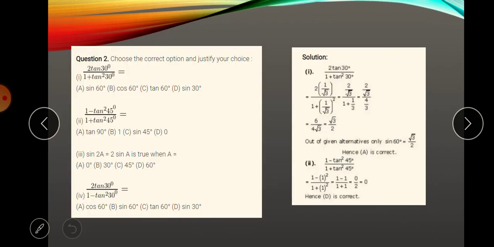If you go to question number 2, it is given as MCQs. So choose the correct answers. Questions like these MCQs are very important. 2 tan 30. What is tan 30? It is 1 by root 3. And 1 plus tan square 30 means 1 plus 1 by root 3 whole square, which is 1 by 3. If we do this, 2 by root 3 over 1 plus 1 by 3, 2 ones are 2, 2 twos are.